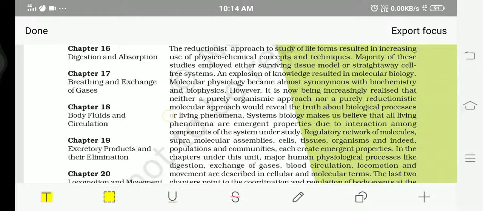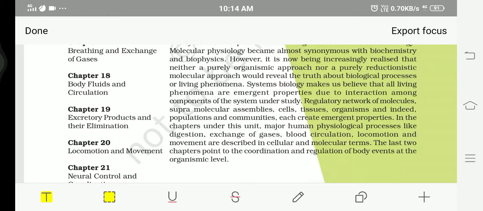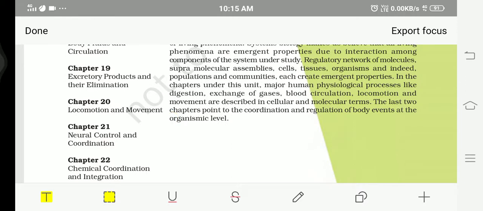Then in the next chapter, excretory products and their elimination. In this chapter we study the human excretory system: how our kidney is able to release nitrogenous waste in the form of urine, and how urine is formed. Then locomotion and movements. In this chapter we study the types of bones and types of joints, and how they are helpful in locomotion and movement. Next chapter is neural control and coordination.